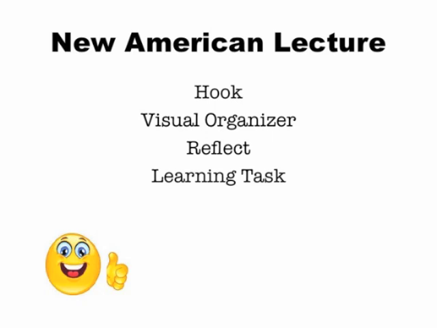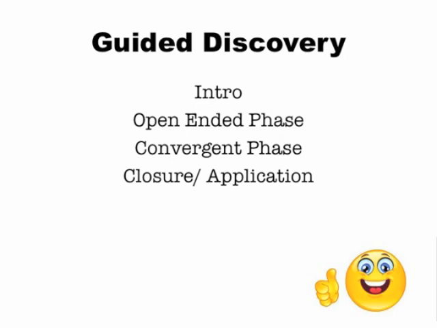Then, the next strategy is New American Lecture. In this model, you hook students' attention and then start with a visual organizer. The goal of the visual organizer is to make learning vivid and memorable. You'll stop presenting every 5 minutes or so, allowing students to review and think about what they've learned, and then you'll assess their learning using a task.